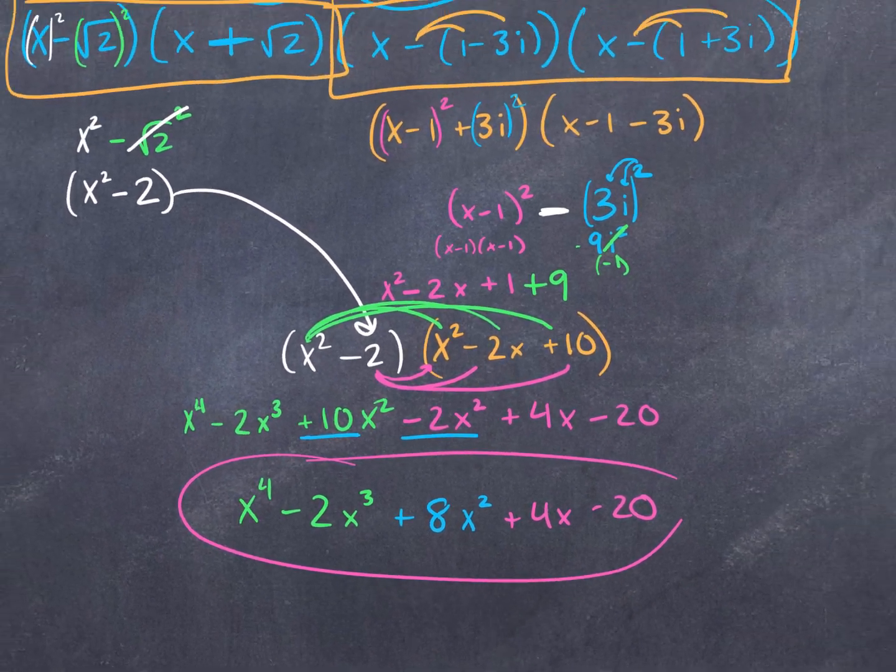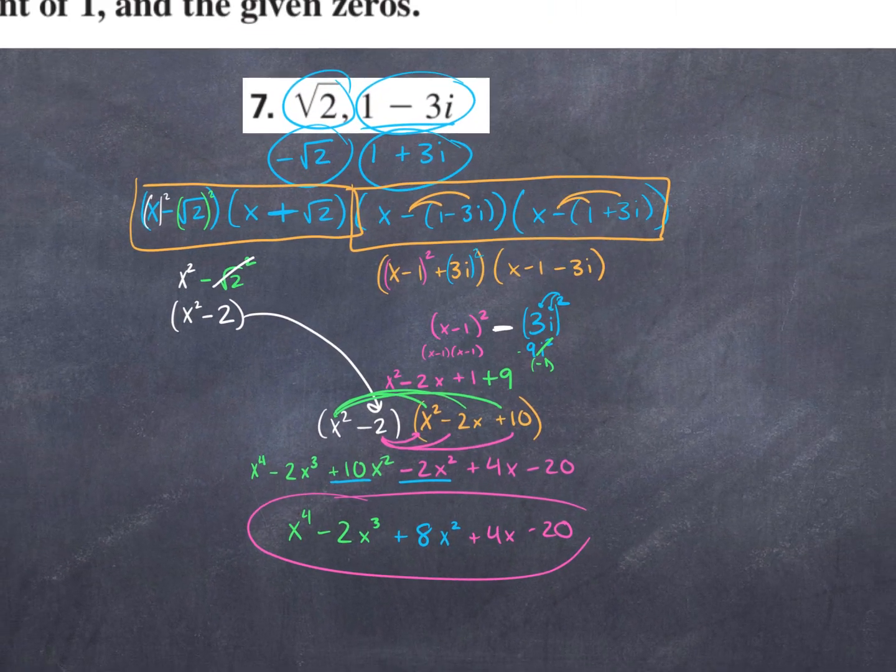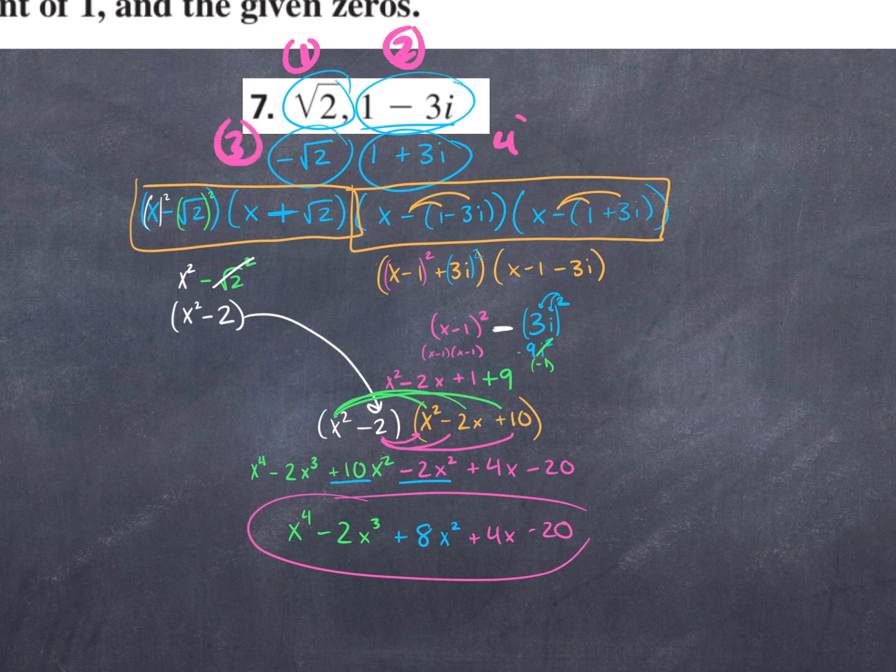Notice how in the beginning I started with 4 zeros. I had 1, 2, 3, 4. So my answer is going to have the highest degree of 4. So we talked about that yesterday. Whatever your highest degree is, that's how many zeros you'll have. So if you start with 4 zeros, my answer is going to start with x to the 4th power. So if you multiplied this out and you didn't end up with x to the 4th power, something went wrong somewhere. So that will always match up.